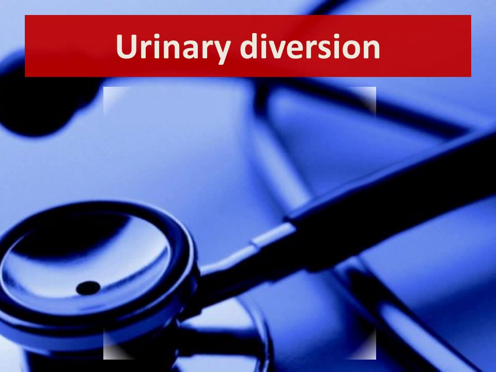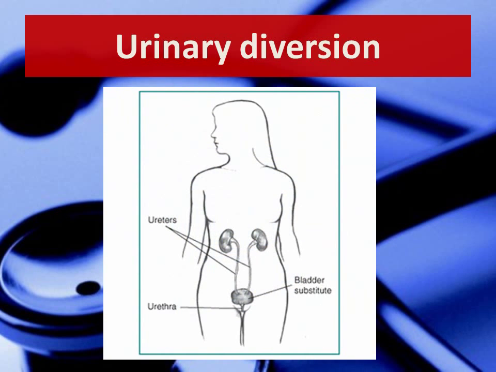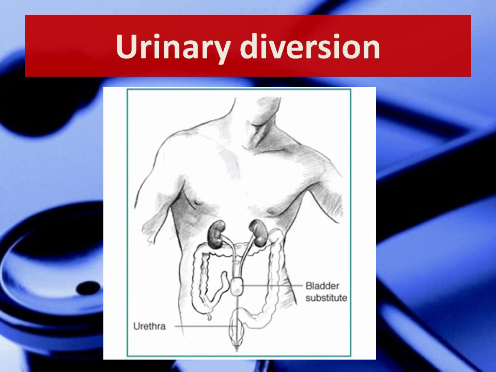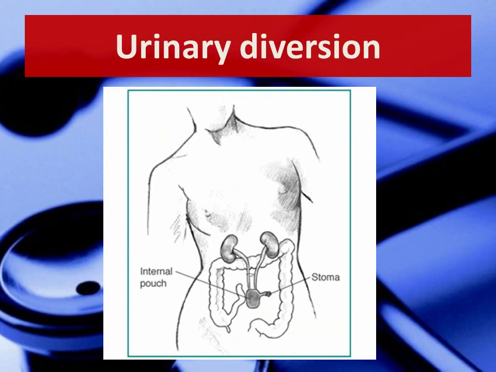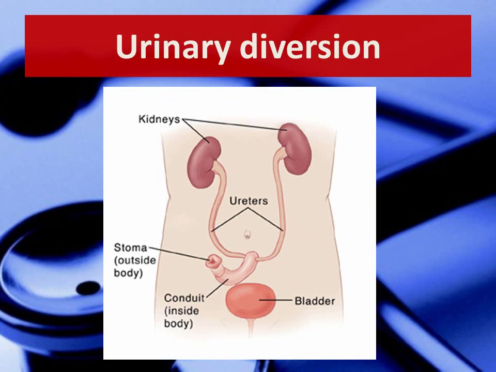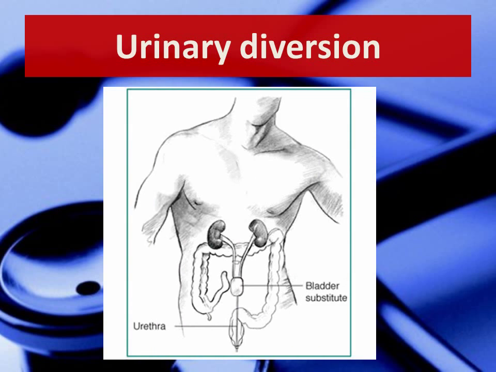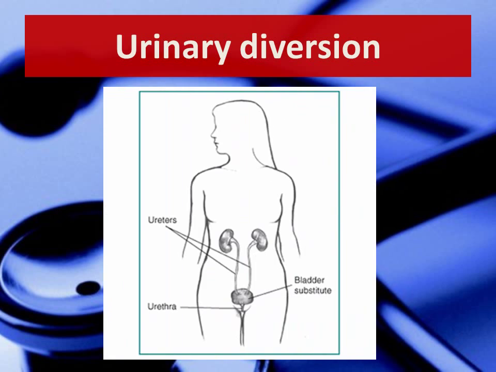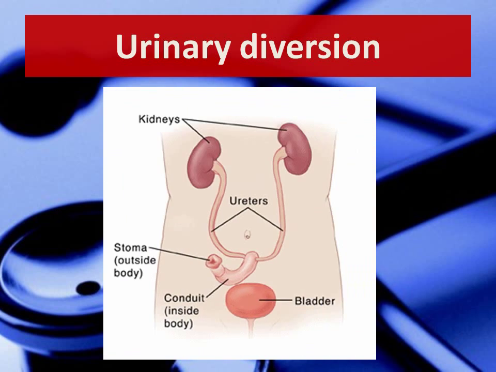Urinary diversion. If the bladder is removed, the doctor will create a new way to pass urine out of the body. One way to do this is to use a section of the small intestine or colon to divert urine to a stoma or ostomy on the outside of the body. The patient then must wear a bag attached to the stoma to collect and drain urine.